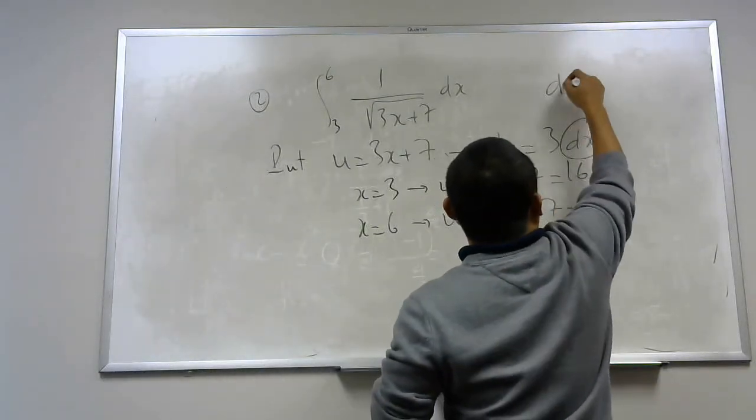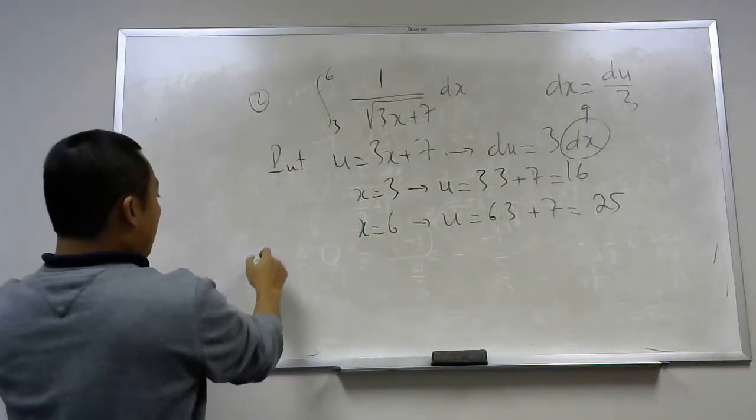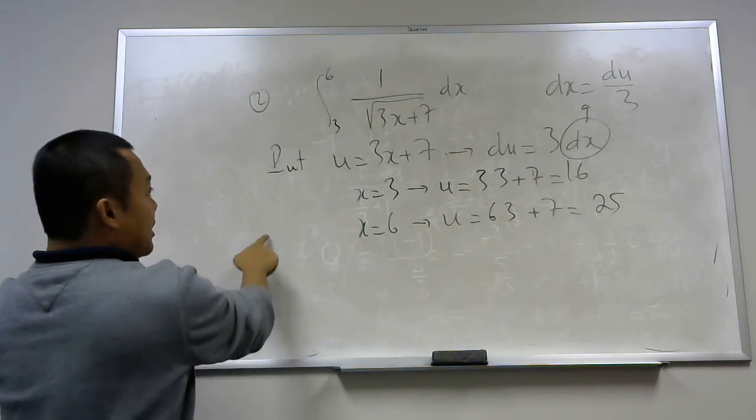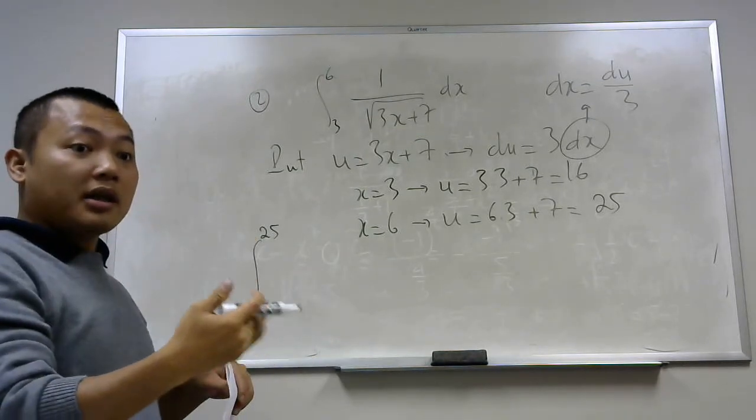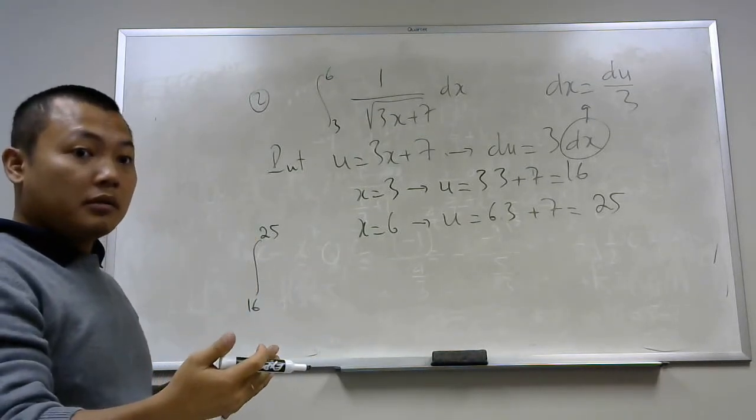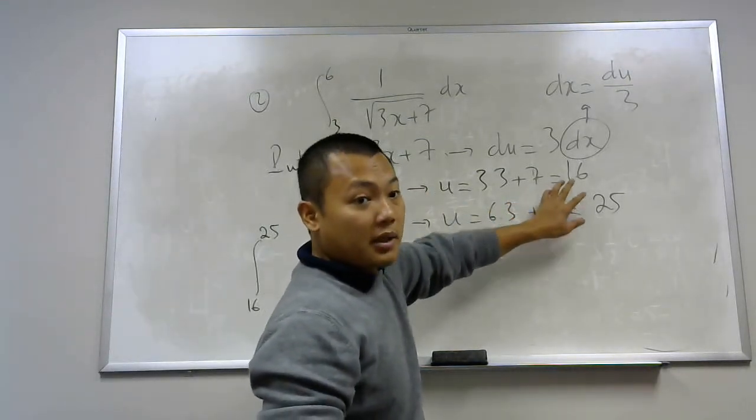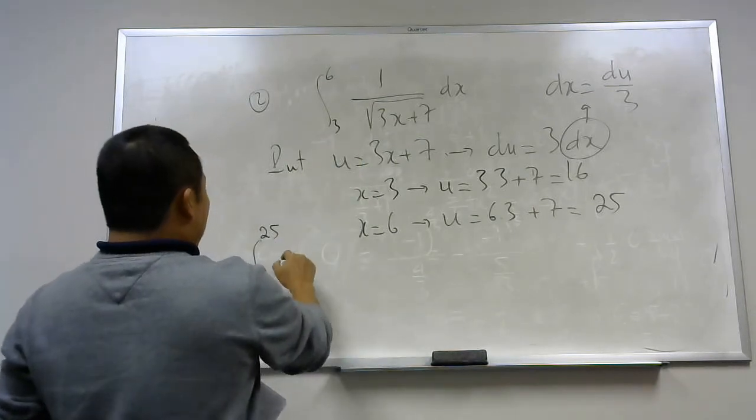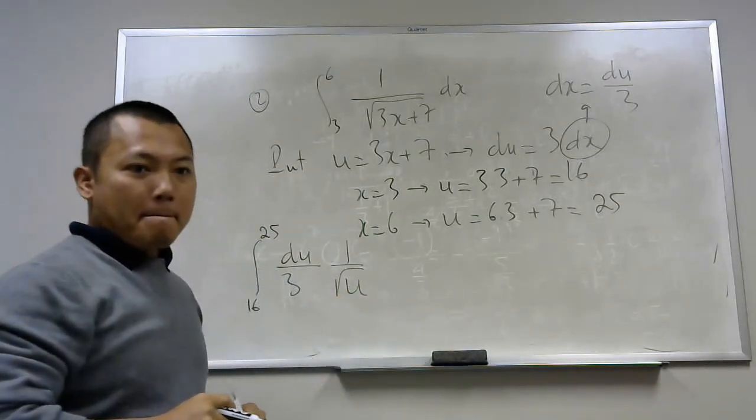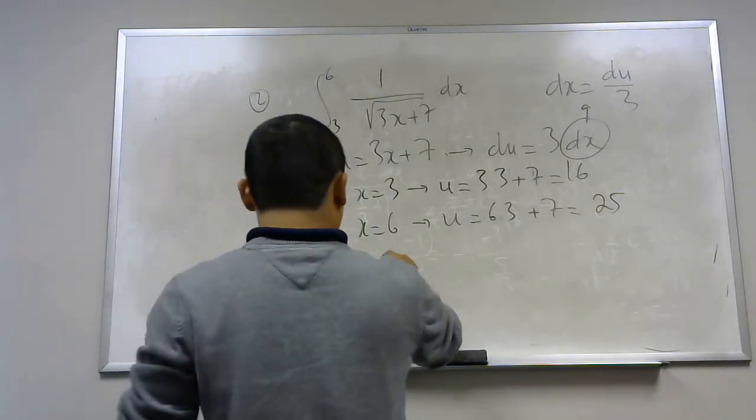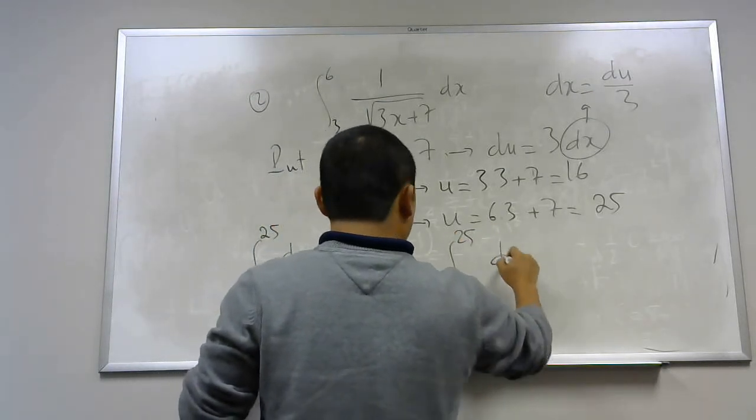From this, I have dx equal to du over 3. Now I rewrite the original integral. The integral will not be from 3 to 6, but from 16 to 25, because now we integrate with respect to the new variable. We already changed from x to u, so we have to use new integral limits. What is dx? dx is du over 3. And here we have 1 over square root of u. Done? Almost done. So the integral from 16 to 25, and then du.